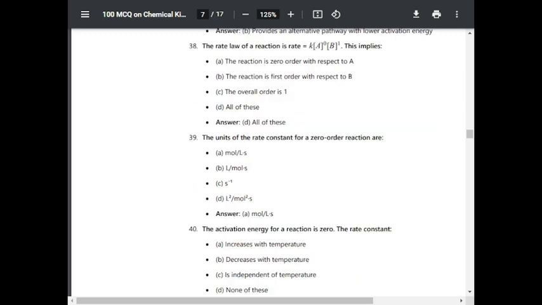Question number 39. The units of the rate constant for a zero order reaction are: option A, mole per liter per second; option B, liter per mole per second; C, per second; D, L squared per mole squared per second. The correct answer is A, mole per liter per second.